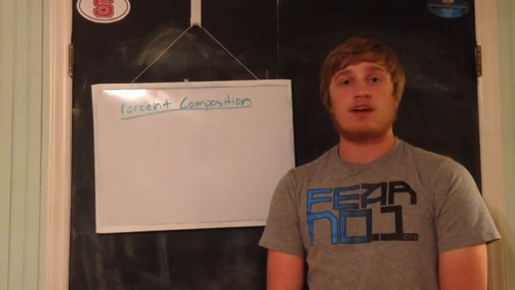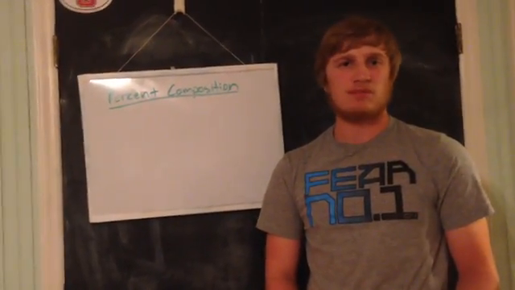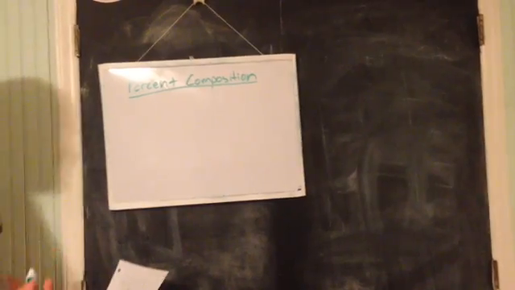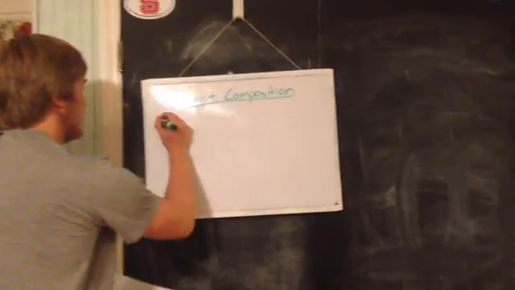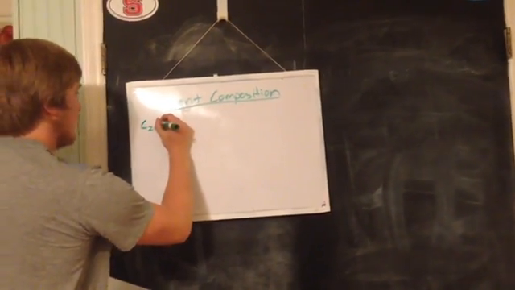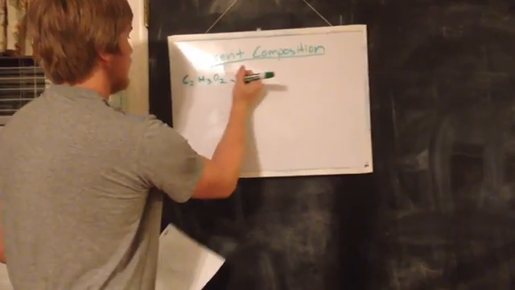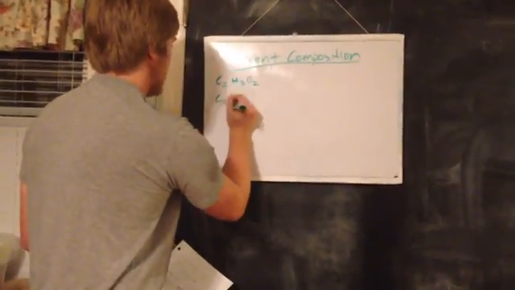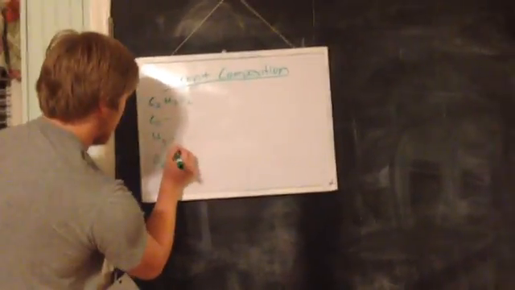Alright, the next topic I'm going to be talking about is percent composition. This is a pretty basic topic, it's just a little tedious. First I'm going to start off with an example. You take one compound, like let's take acetate for example, which is C2H3O2. Now you split it up individually: C2 here, H3 here, O2 down here.